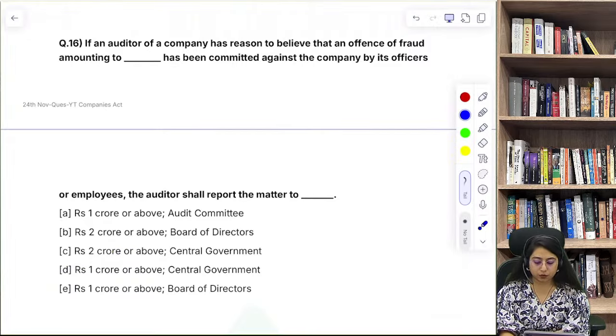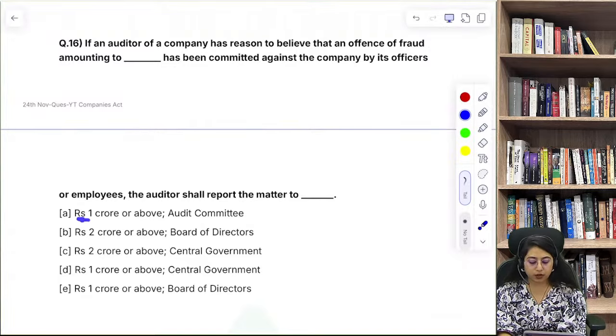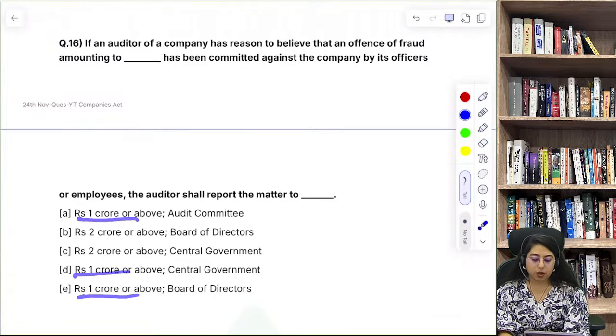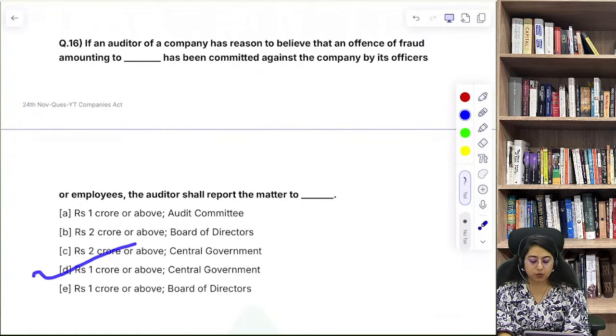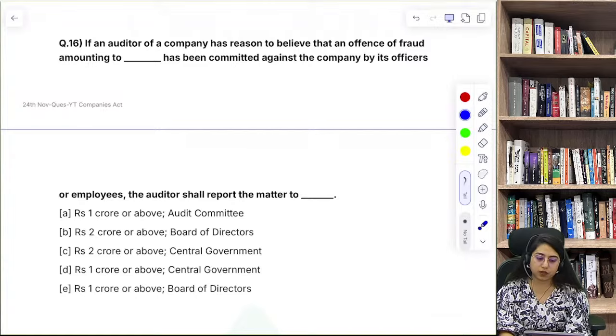Rahul, Kajal, both of you are correct. The mistake we commit here is that if we know the 1 crore, you might get confused here. And also if you know the central government, you can get confused in the other options as well. So be aware of both the options and don't answer in a hurry. Option D is the right answer over here.